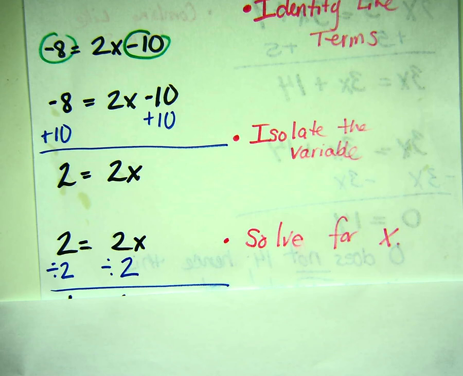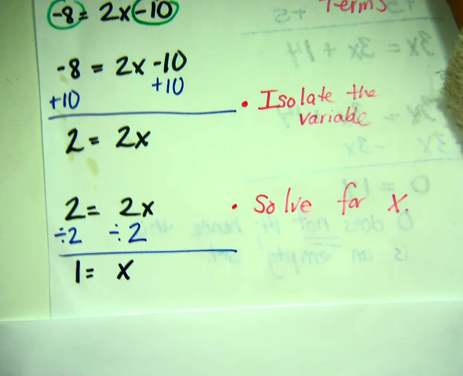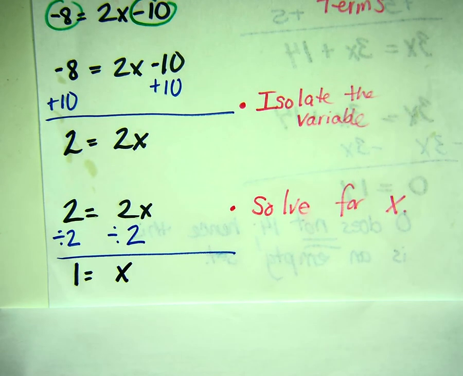These two 2's cancel out. And this right here, you actually do the operation. So 2 divided by 2 gives you 1. These two, as previously stated, cancel each other out. Hence, your final answer is 1 equals x.